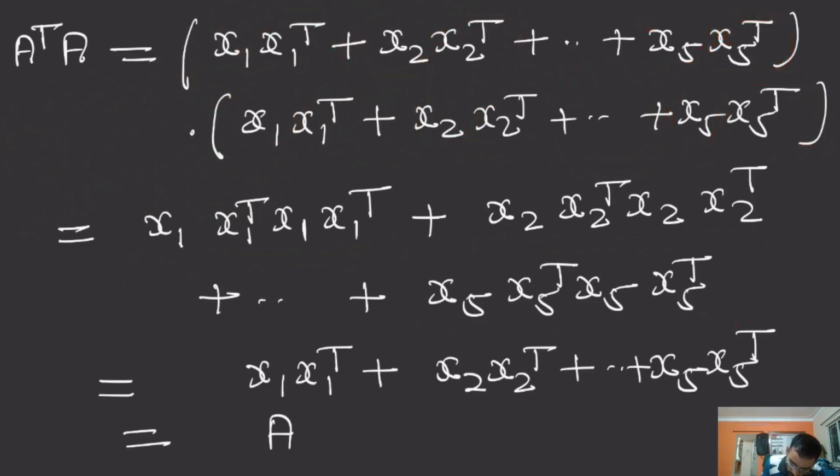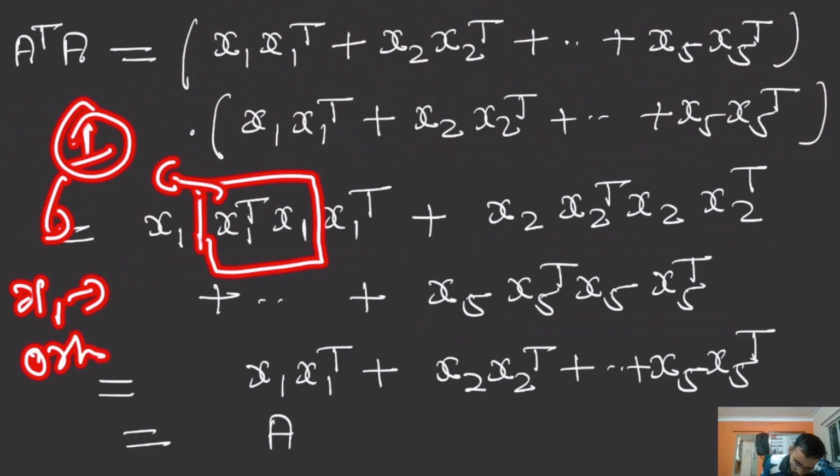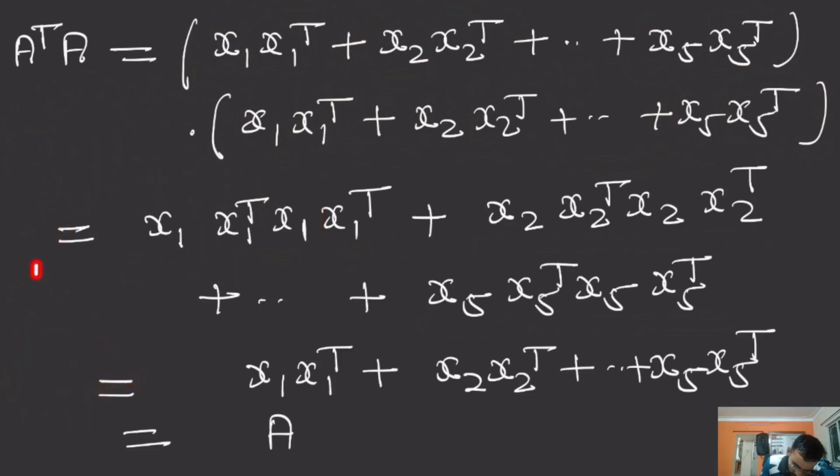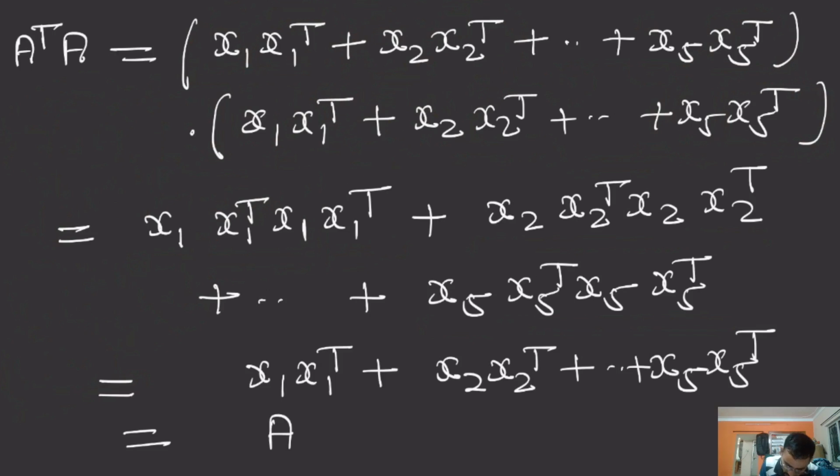Okay, but here one thing we have to notice is x1 transpose x1 is equal to 1. Why? Because x1 is orthonormal, and we know that the Euclidean norm of an orthonormal vector is equal to 1, therefore this is 1. Similarly, this is 1 and this is 1.